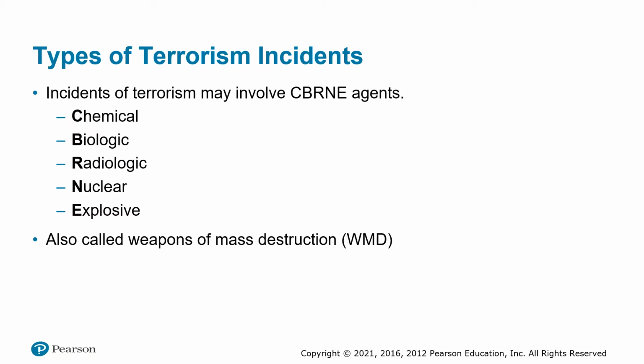So there are several different types of terrorist events, and these can be classified or put into a mnemonic called CBRNE: chemical, biologic, radiologic, nuclear, and explosive. These are also called weapons of mass destruction.